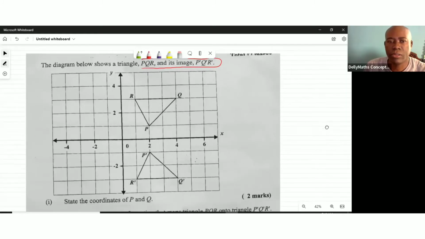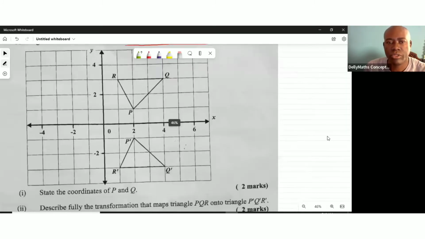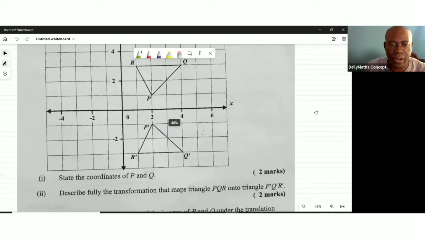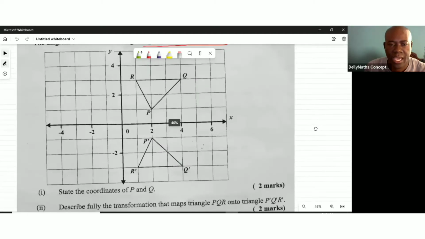If we look closely, we would see two triangles on our screen. PQR is this triangle here, and P prime Q prime R prime is this triangle here. So definitely we're observing those. Let's see what the question says. It says state the coordinates of P and Q.